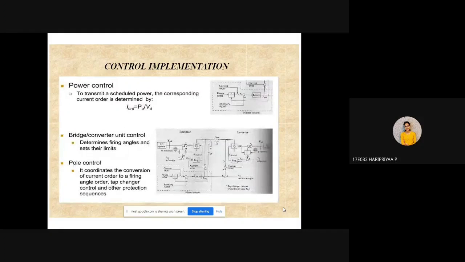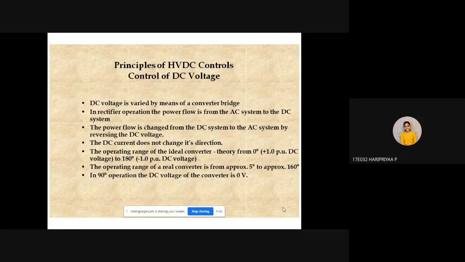Then, the power control. To transmit a scheduled power, the normal current order is determined by I order is equal to PO divided by VD. Then pole control coordinates the conversion of current order to a firing angle order, tap change control, and other protection sequences. Then the principle of HVDC control of DC voltage.